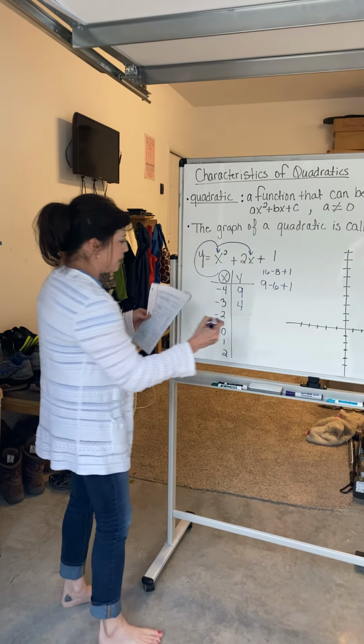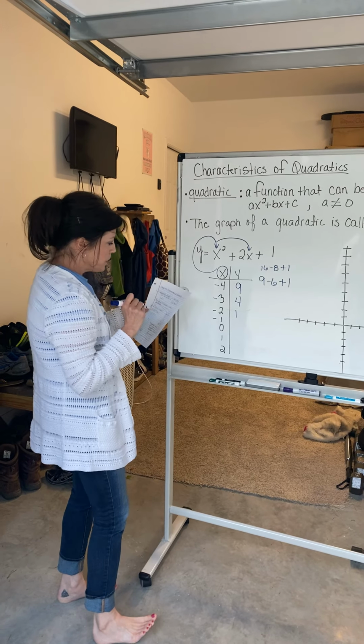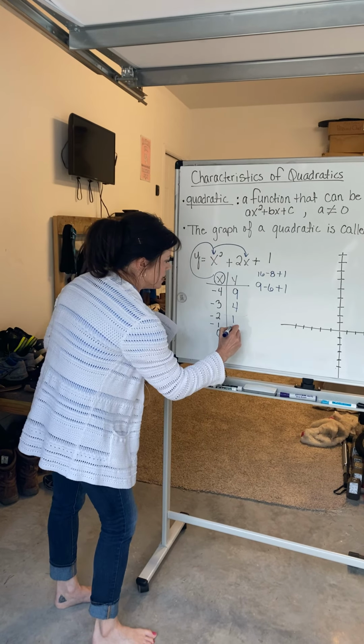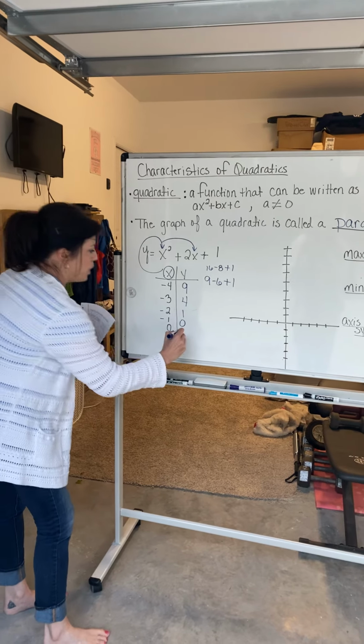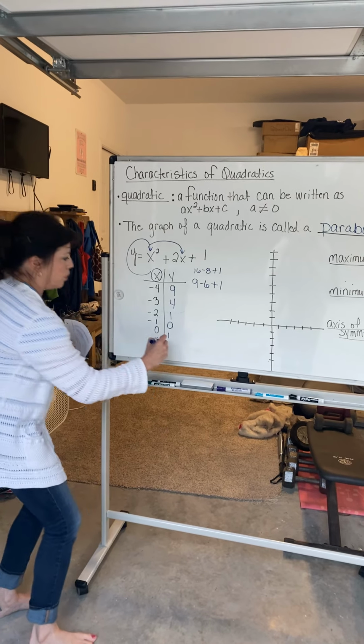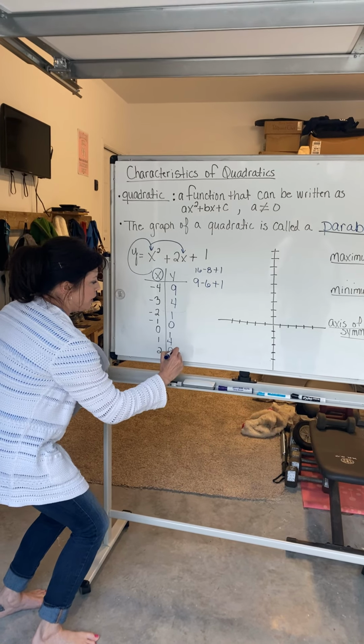When you put in a negative 2, you get a positive 1. When you put in a negative 1, you get a 0. When you put in a 0, you get a 1. When you put in a 1, you get a 4. And then you get a 9.